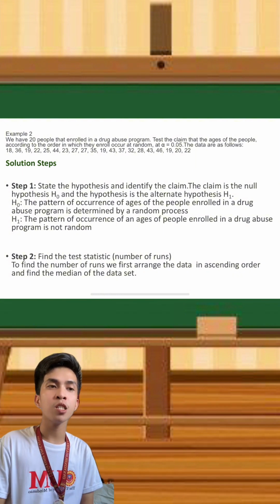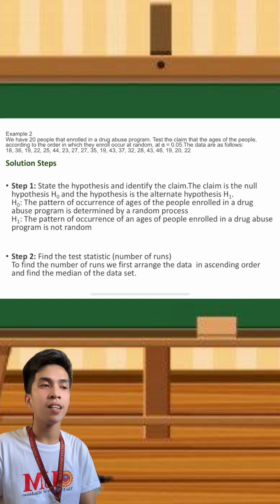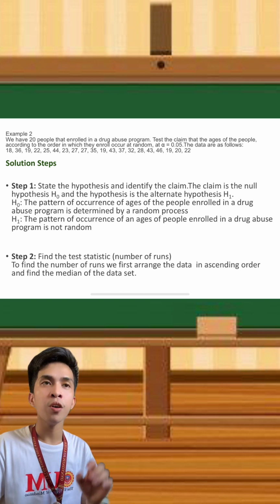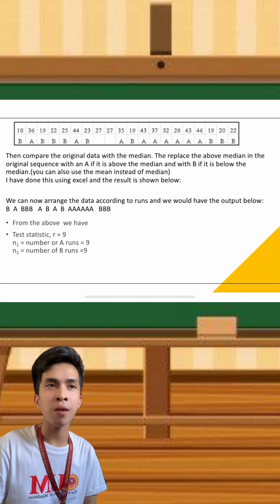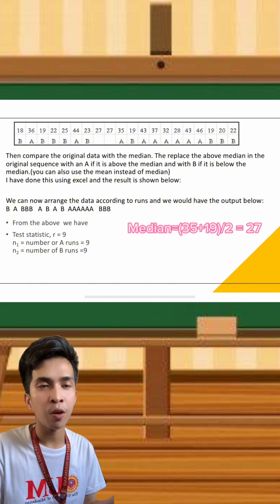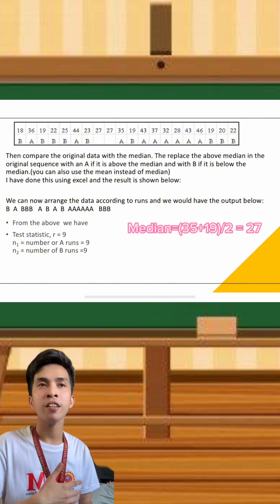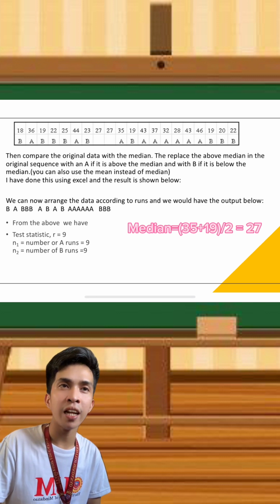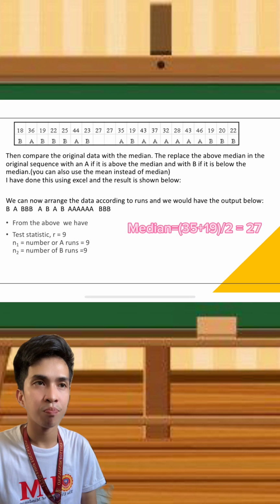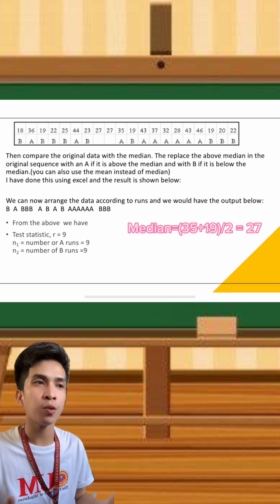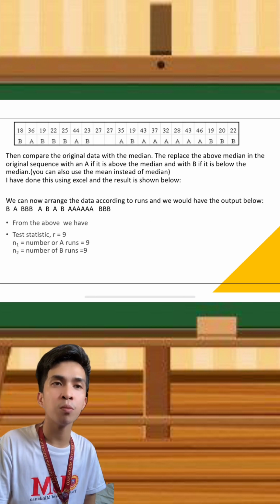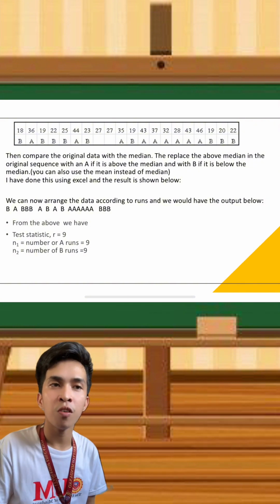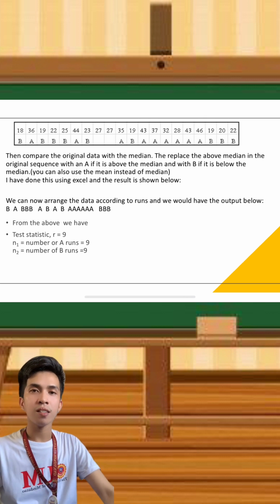To find the number of runs, we first arrange the data in ascending order and find the median of the data set. Since we already computed our median, now we can determine if each value is B or A, where B is below the median and A is above the median. So we can now arrange the data according to runs, and we get BA, BB, ABBA, ABB. From the above, we have the number of runs equal to 9.